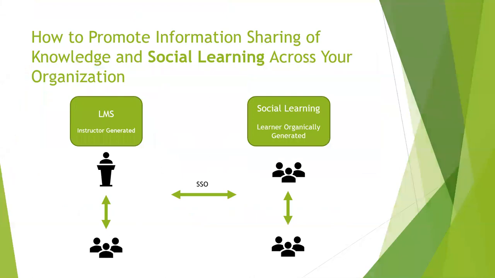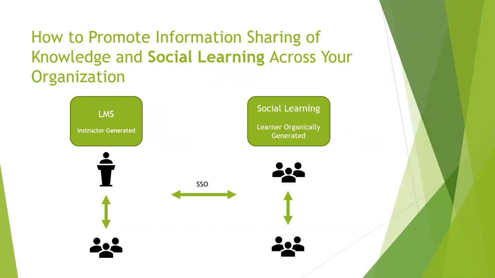Another important thing that I think would be very helpful, that I don't see enough associations and nonprofits doing, is to promote information sharing of knowledge and social learning across your organization. You probably have many subject matter experts in your association. Part of the reason they join your association or nonprofit is so that they can collaborate with others in their industry or whatever area of interest your association represents.